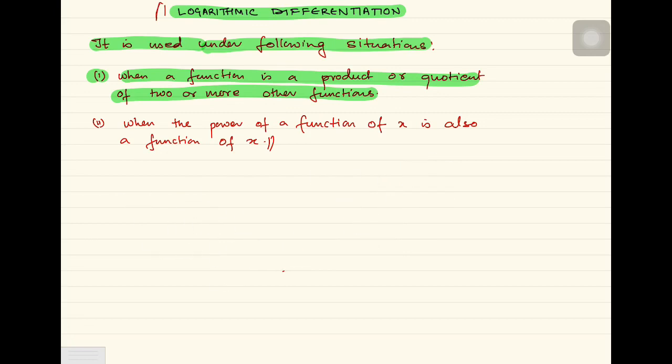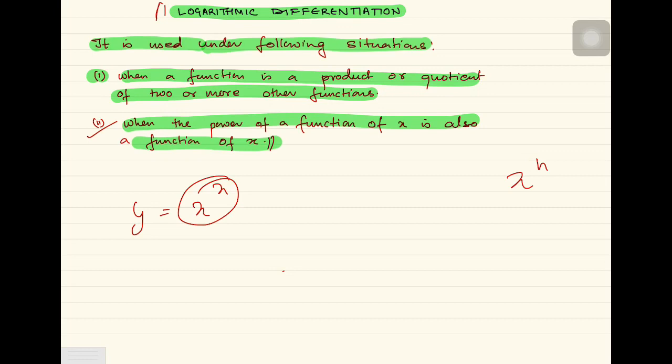Now the second one says when the power of a function of x is also a function of x. This is very important, remember this. The power is also x and the base is also x. Example, y equals x to the power of x. Check this out. If you have y equals x to the power of x, then I don't have the differentiation of x to the power of x. You cannot use x to the power n, because n means constant, and here the x is not a constant. Remember, you can use the x to the power n formula in x square, you can use it in x cube, but you cannot use it in x to the power x. Why? Because this is not a constant, correct?